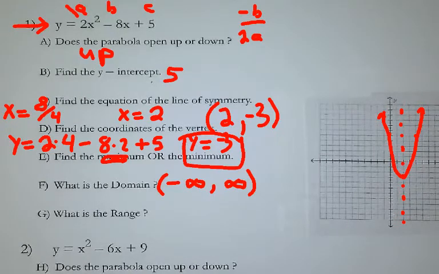And then what's the range? Well, since it's a minimum, it has to be greater than or equal to whatever the lowest value is. And remember, the lowest value is -3. So we're going to say all the y numbers greater than or equal to -3.